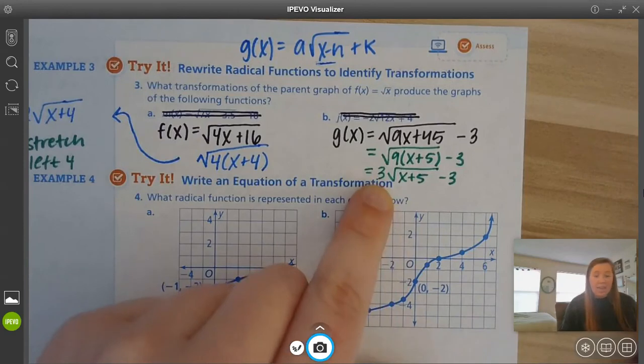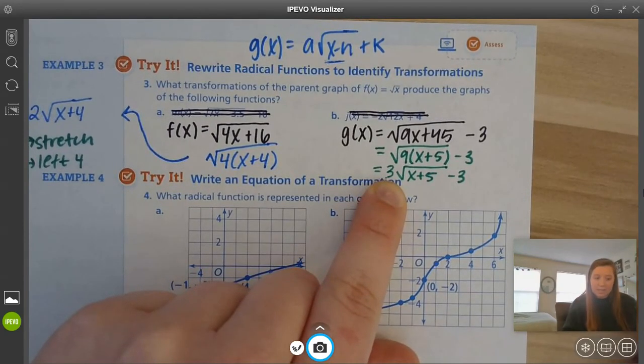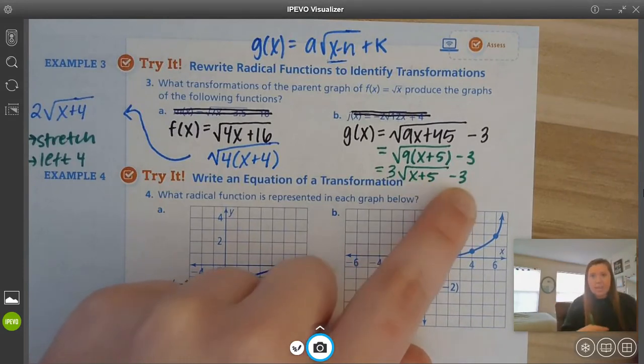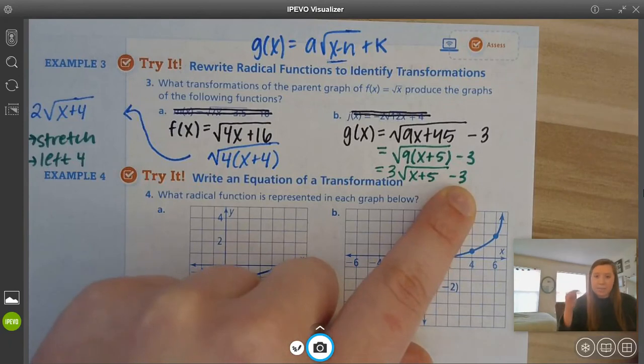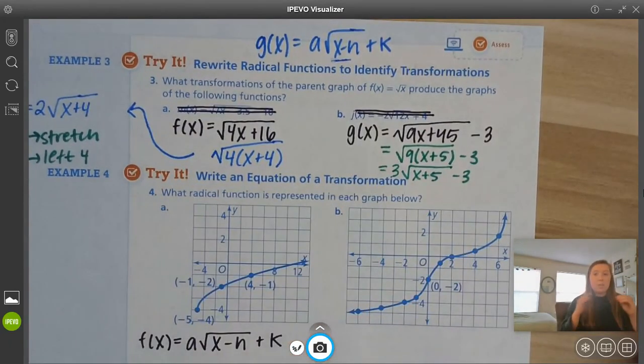We have an a value, which is going to be a vertical stretch because it's a positive whole number. Our h value here is plus 5, so we're going to move to the left 5. And our k value is negative 3, so we're going to move down 3. So that is just being able to look at an equation and identify the transformation that's going to go along with it.